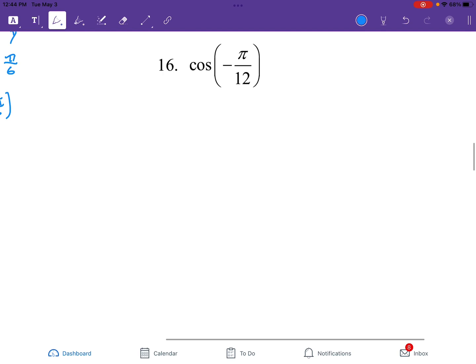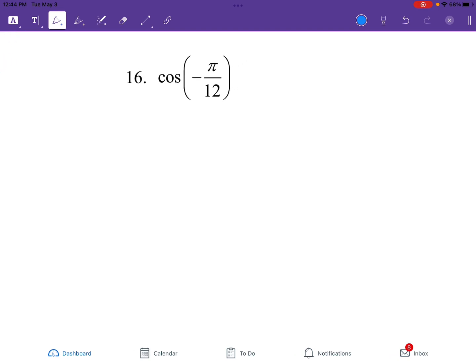For 16, two numbers that add or subtract to be negative 1 pi over 12. Okay, so let's see what we could use. We'll just use the same thing. We'll use 2 pi over 12 minus 3 pi over 12. So we're going to get pi over 6 minus pi over 4. Let's rewrite this because it's really ugly.